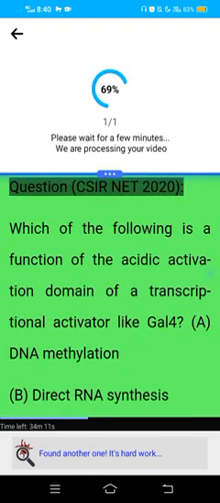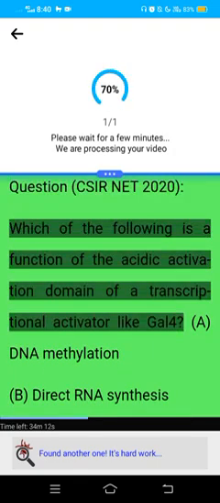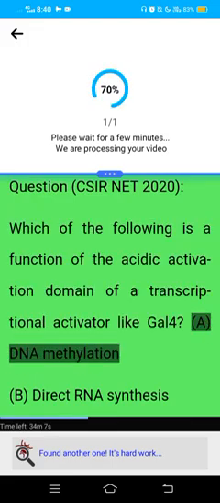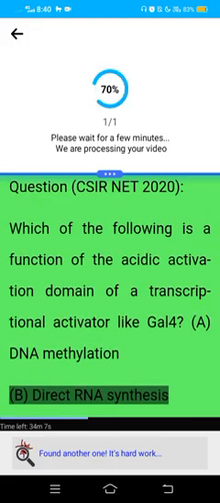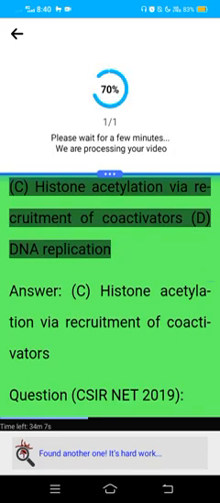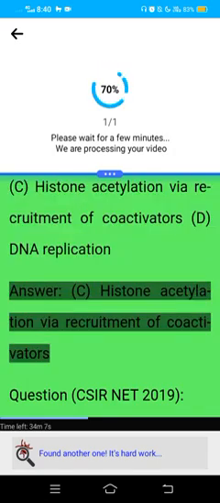Question. CSIR-NET 2020. Which of the following is a function of the acidic activation domain of a transcriptional activator like Gal4? A. DNA methylation. B. Direct RNA synthesis. C. Histone acetylation via recruitment of coactivators. D. DNA replication. Answer. C. Histone acetylation via recruitment of coactivators.